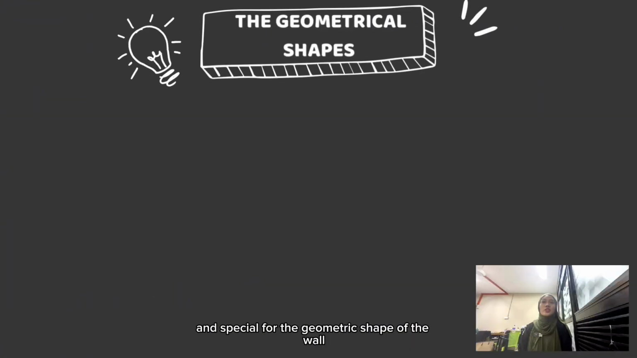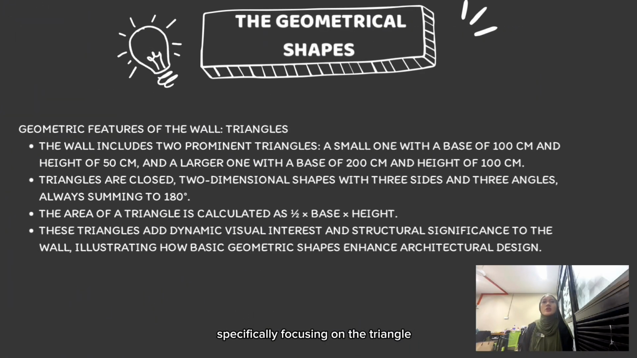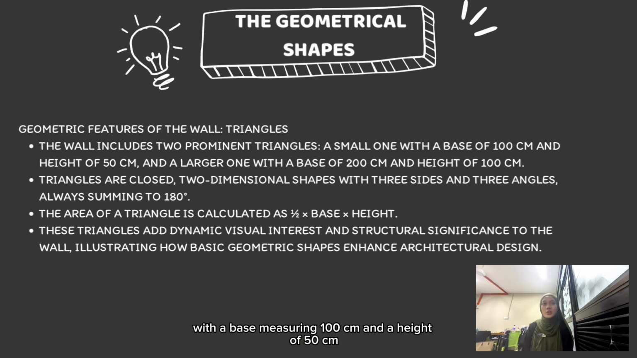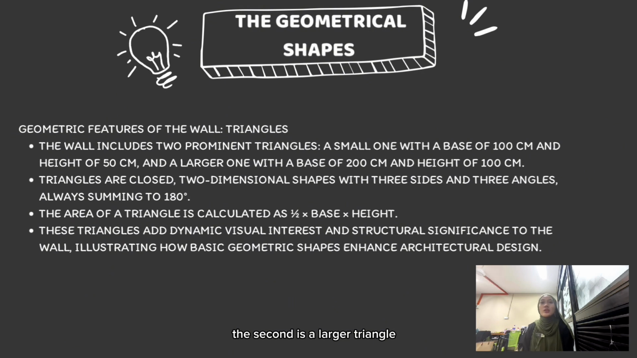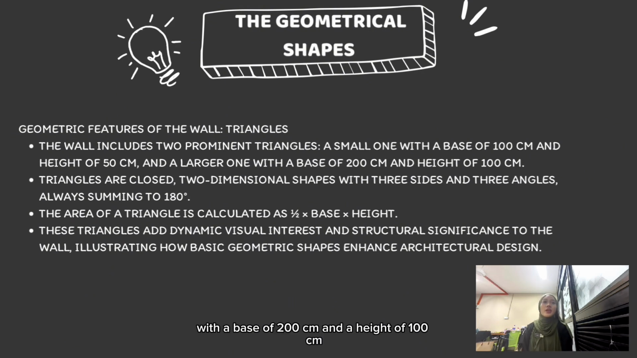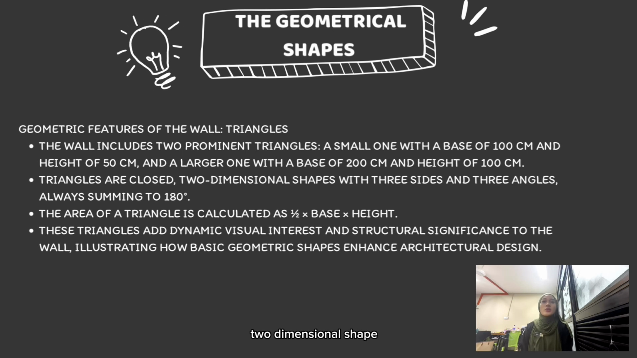For the geometric shape of the wall, we are specifically focusing on the triangle incorporated into its design. The wall prominently features two triangles. The first is a smaller triangle with a base measuring 100 cm and a height of 50 cm. The second is a larger triangle with a base of 200 cm and a height of 100 cm. As we know, triangles are closed, two-dimensional shapes characterized by three sides and three angles. An important property of triangles is that the sum of their interior angles always equals 180 degrees.